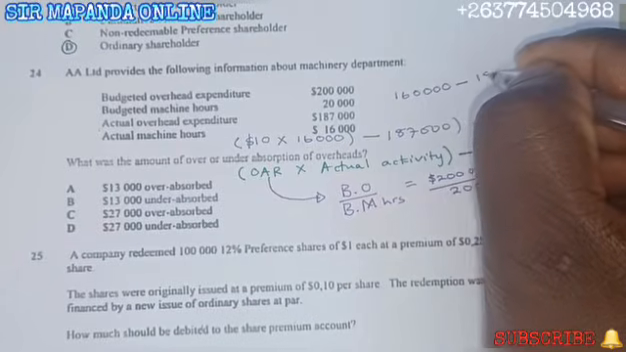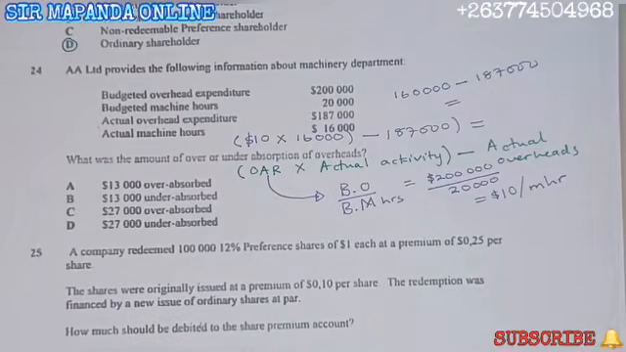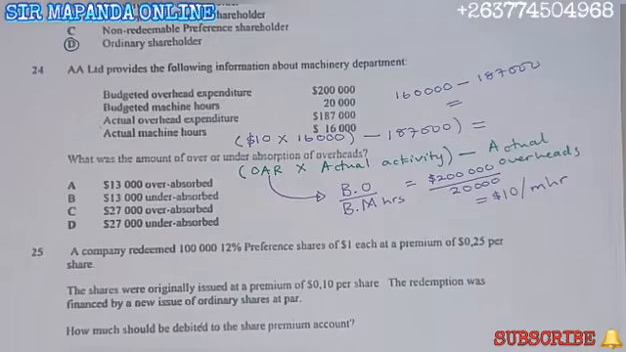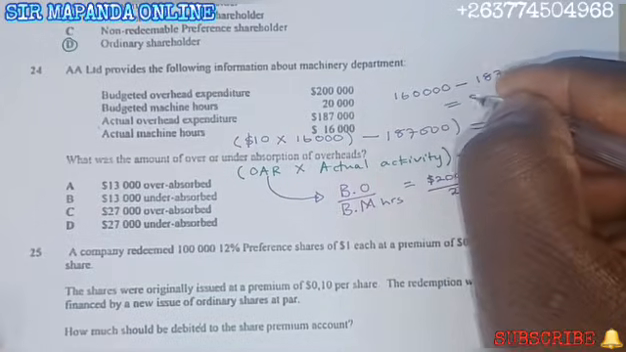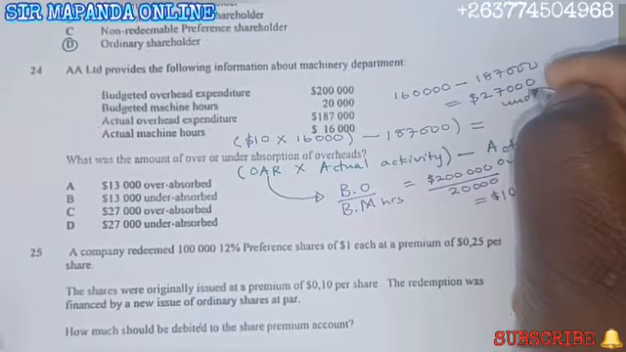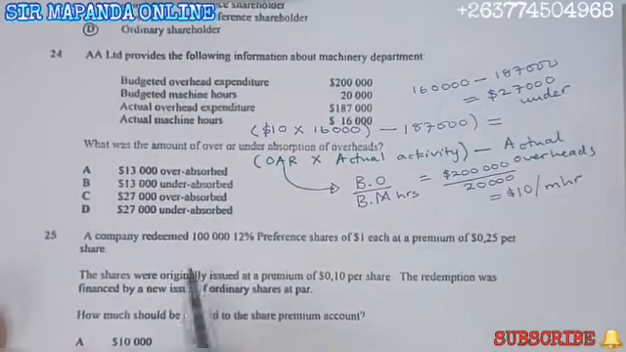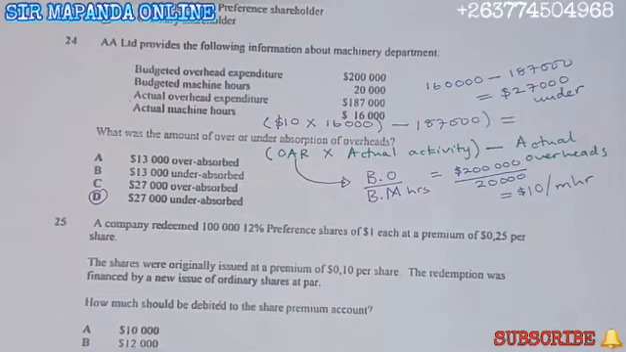Then less the absorbed with 187,000, you'll be able to tell whether it is under absorption or over absorption. If it is positive, it's over absorption, which is income. If it is negative, it's under absorption, which is a loss or expense. So 160 minus 187, you get negative 27,000. So since it is negative, you are saying 27,000 under absorbed. So your answer is D, 27,000 under absorbed. I hope you are following class.